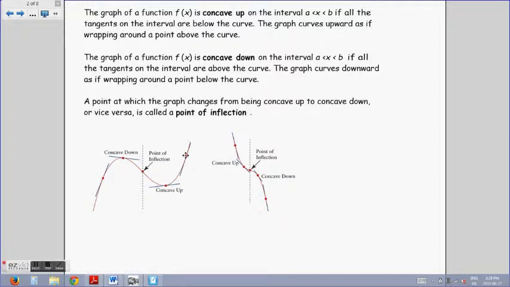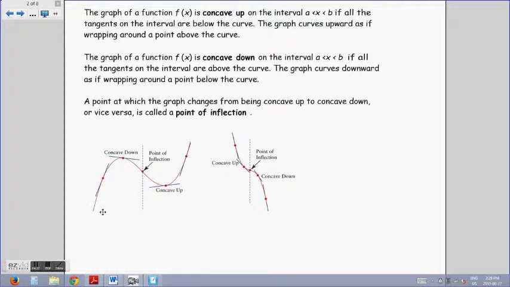Now the graph of the function is concave down on the interval of A and B if all the tangents on the interval are above the curve. So the graph curves downwards as if it wraps around a point below the curve. So this is concave down. This is just a more general term, but basically concave up, concave down.